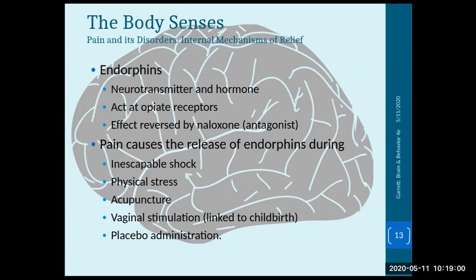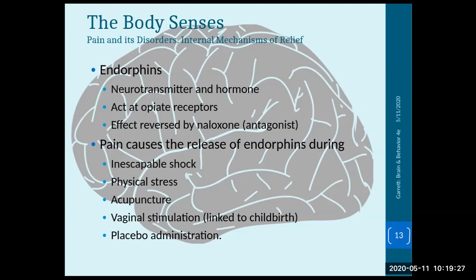Physical stress can cause endorphins to be released. Acupuncture is effective because it causes endorphin release, and that's why, even though you get needles stuck in you, you get the sense of relief if there's pain in certain areas. During childbirth, of course, there are endorphins that help make it, even though it is still painful. Again, I've never experienced it, but my wife has.